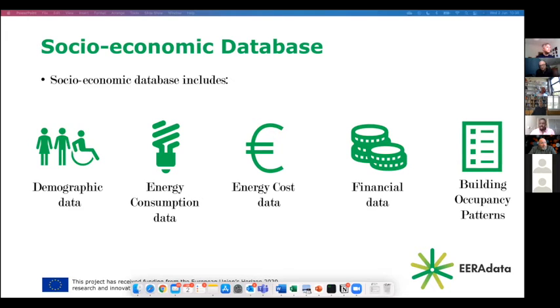And then we have data on building occupancy patterns. So for example, what the occupancy of certain buildings are in the morning, in the evening, or at night, and looking at the differences between the occupancy patterns for different types of buildings. So for example, the patterns for the school will be different from that of a hospital, and that will be different from that of an office building.